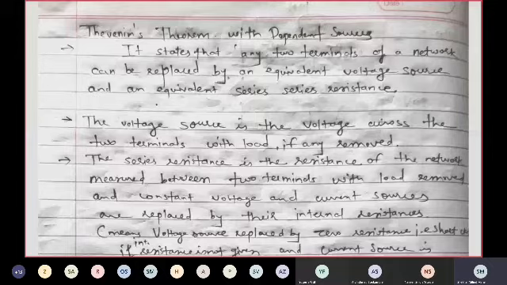Also, constant voltage sources and current sources are replaced by their internal resistances. Means a voltage source is replaced by zero resistance, that is a short circuit, and a current source is replaced by infinite resistance, that is an open circuit. So by taking one simple example, you will come to know how to solve these problems using Thevenin's theorem. Let's see this example.